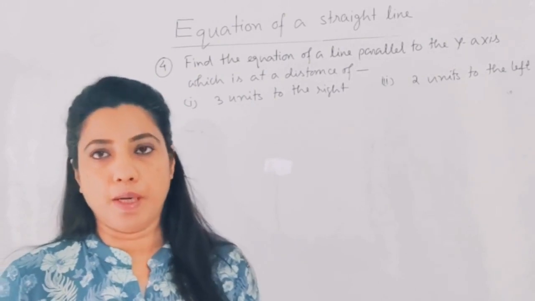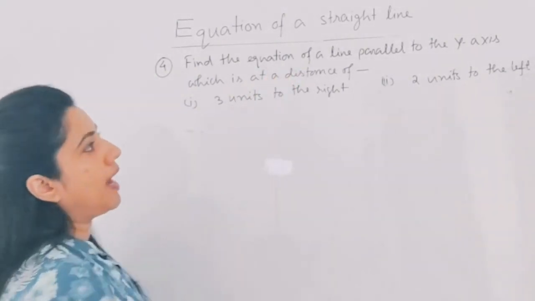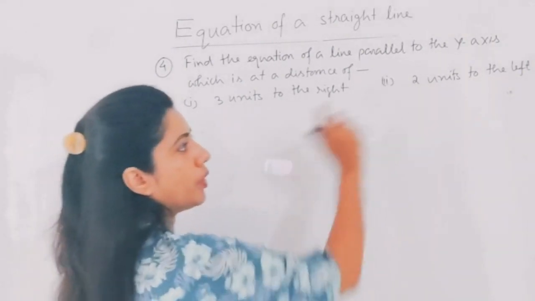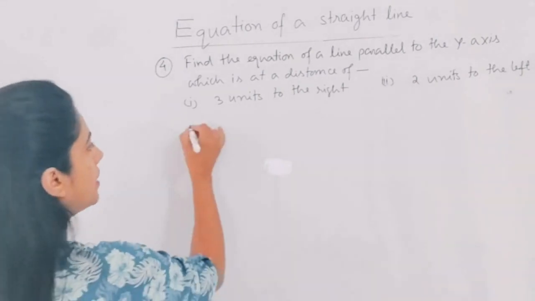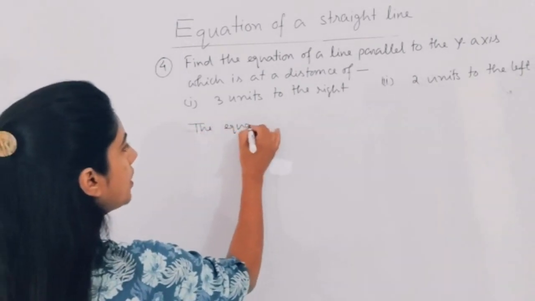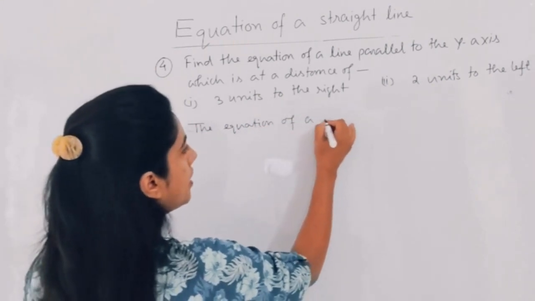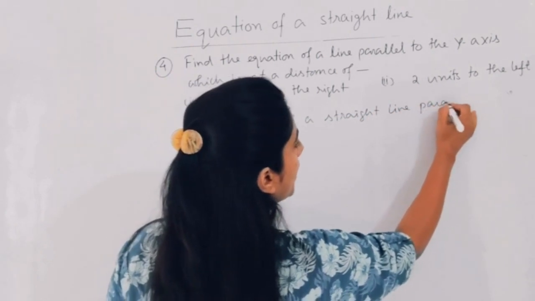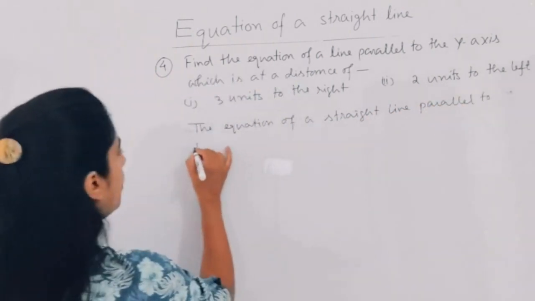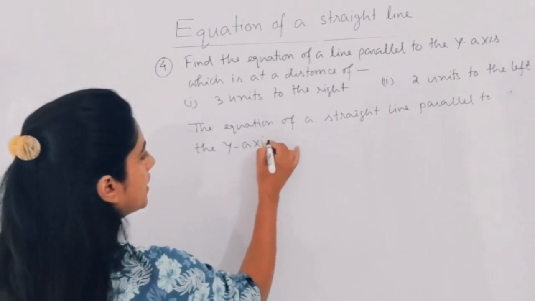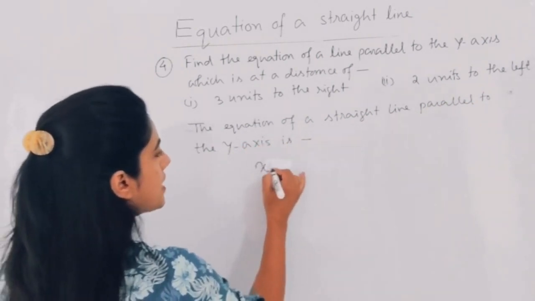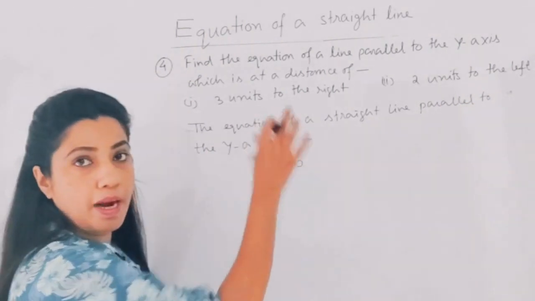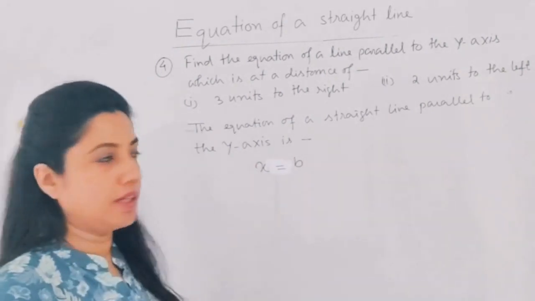Let's proceed towards the fourth sum now. Find the equation of a line parallel to the y-axis which is at a distance of 3 units to the right, 2 units to the left. So we will first write the equation of a straight line parallel to the y-axis is x is equal to b. I already told you this. The line which is parallel to the y-axis will be x is equal to b, the equation of this line.